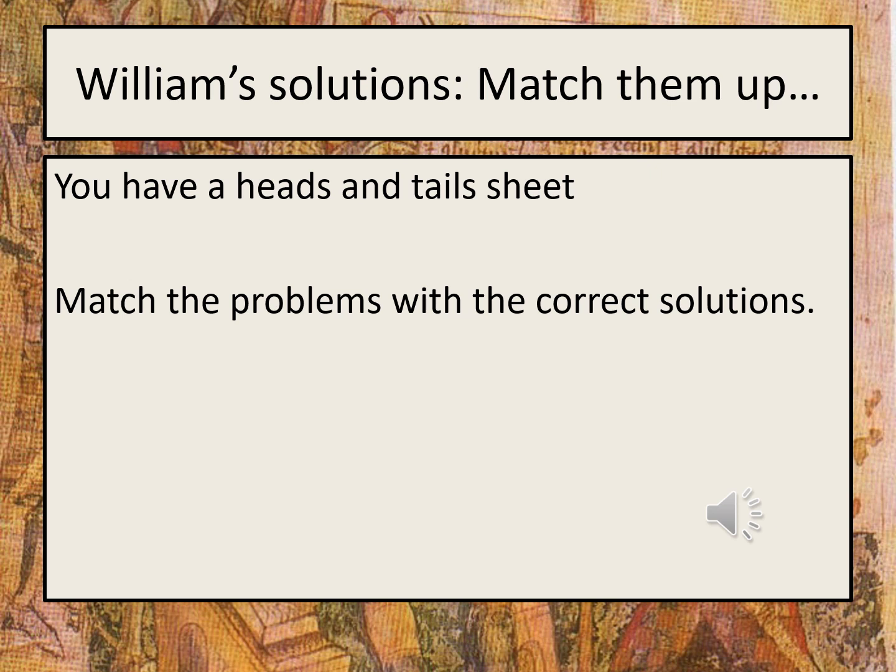Last lesson, we looked at what problems William was facing now that he was King of England. On the next slide, you will see some of those problems. What I would like you to do is match those problems to a solution. They are not in the right order. Please write down your problems and solutions in your book.